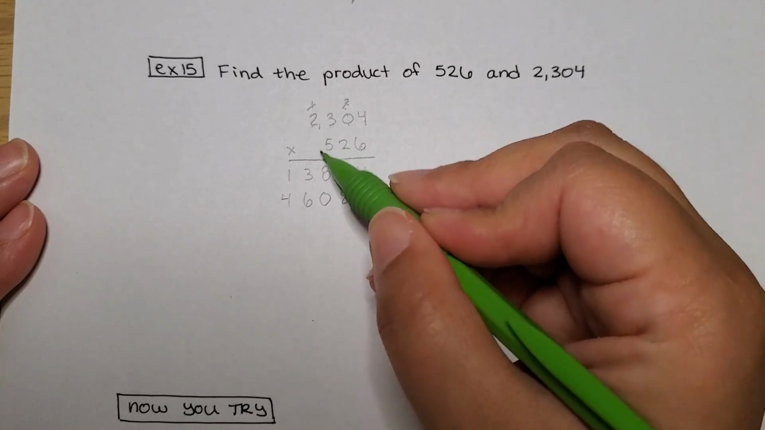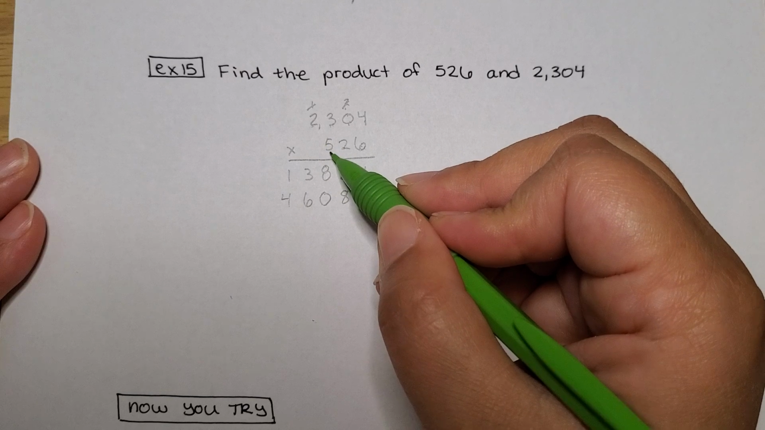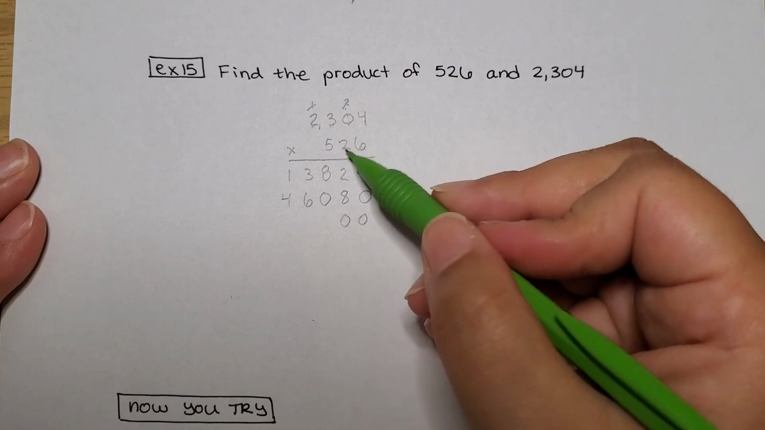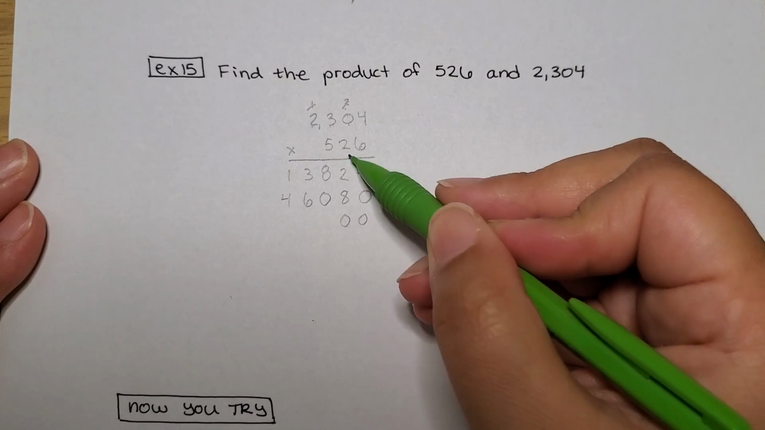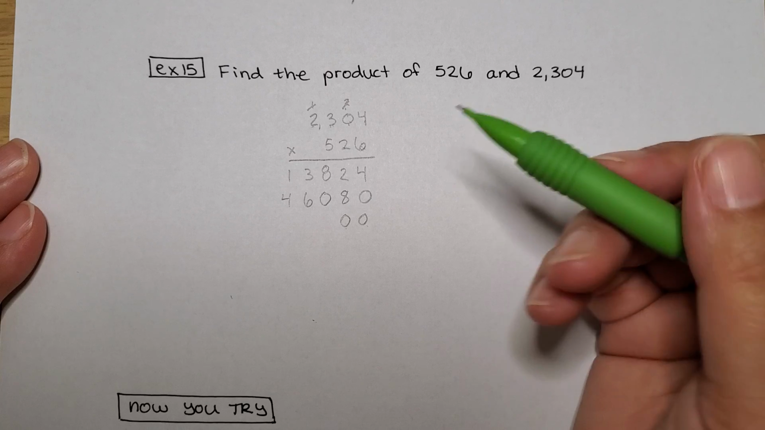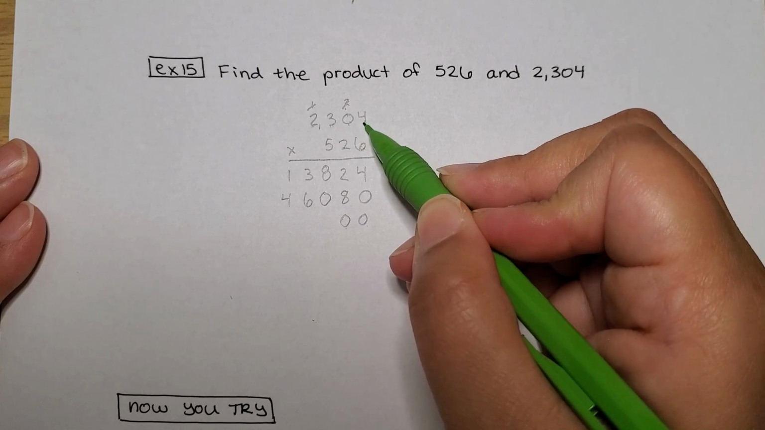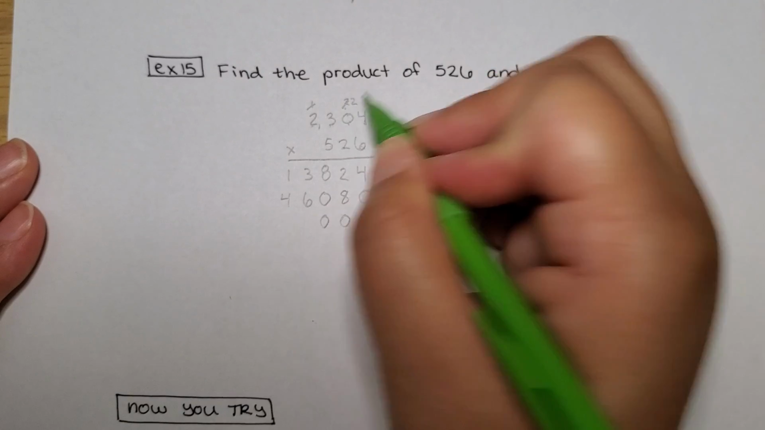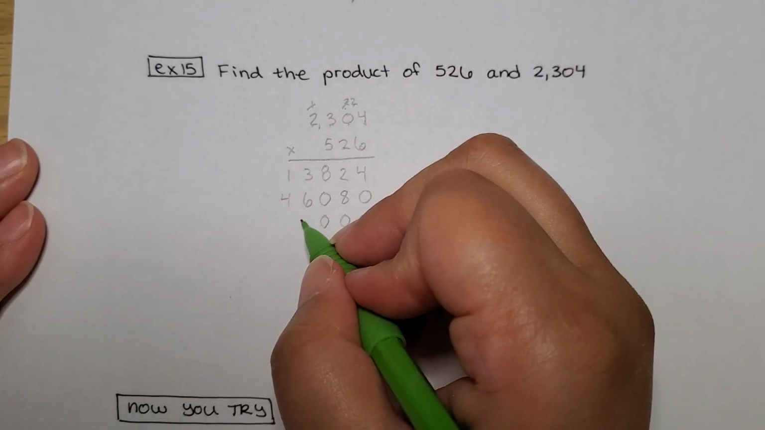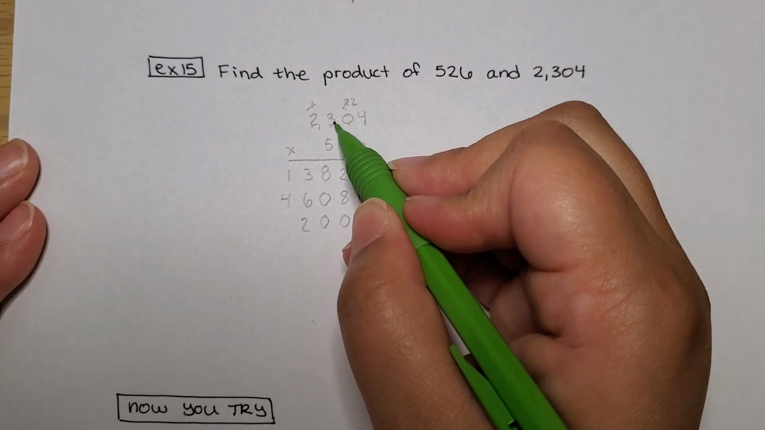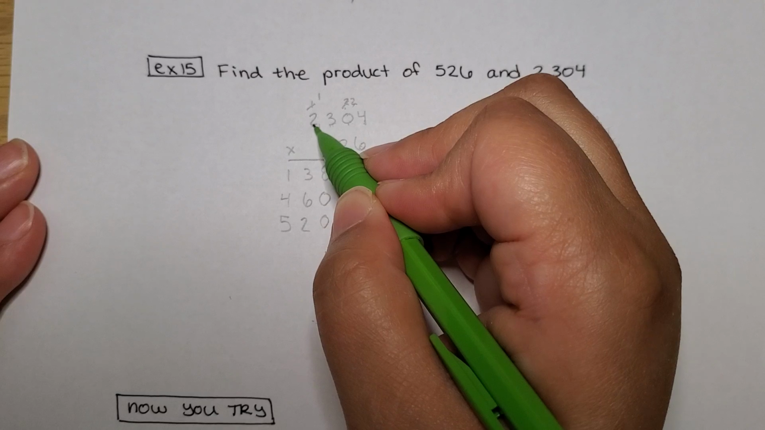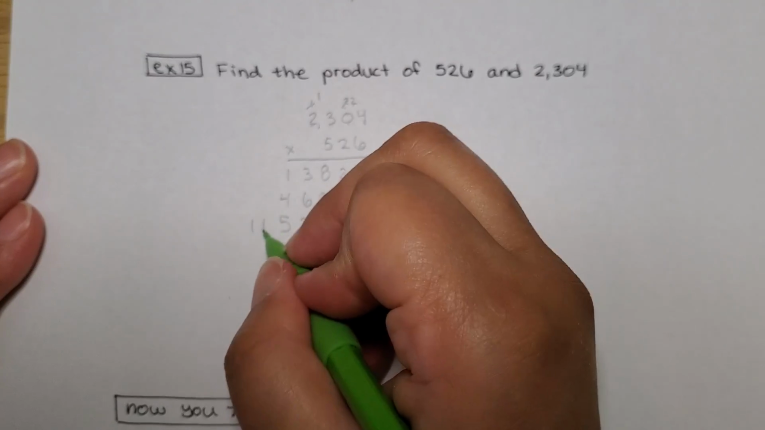Now we're going to move over to this 5. So 5 is in the hundreds place. So to indicate that, I now need 2 placeholder zeros to indicate that there were 2 digits after the 5. So 1, 2, 1, 2. And then we just keep going like normal. 5 times 4 is 20. So I'm going to write down the 0, carry the 2. 5 times 0 is 0, plus 2 is 2. 5 times 3 is 15, carry the 1. 5 times 2 is 10, plus 1 is 11.